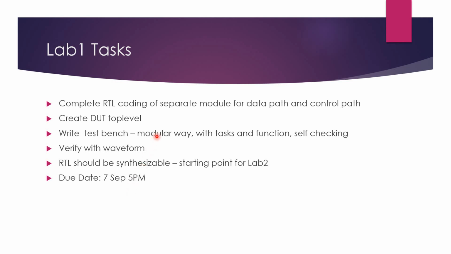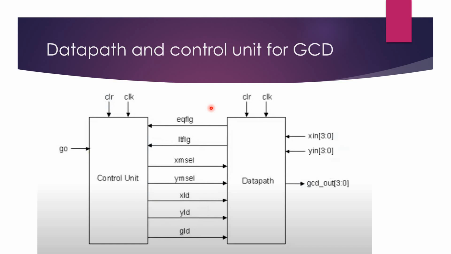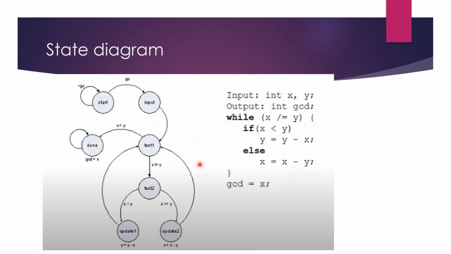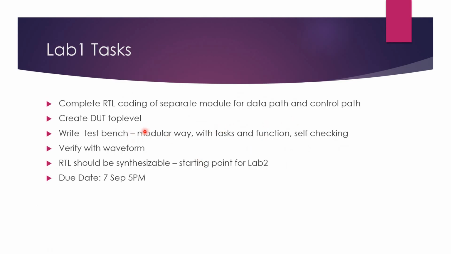Right? The tasks are, these are the high level tasks. Complete the RTL coding. You create 2 modules, one for data path, one for the control path, same as this diagram. Create a module called GCD data path, whatever name you want to give it. Data path dot v and control unit dot v. Create 2 modules. Right? You create a top level DUT. What does DUT mean? What does RTL mean? Let me ask you this question. What does RTL mean? Register transfer level. What does it mean? Next question.